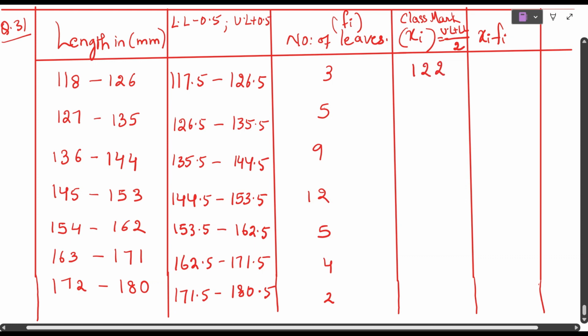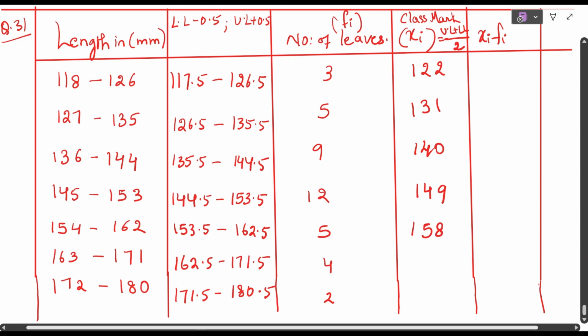Next is 126.5 plus 135.5 divided by 2. How much you got? 131. Otherwise, you can take the difference 117.5 minus 126.5. How much you will get? 9. So if you add 9 to 122, you will get 131. Now add 9 to 131. How much you will get? 140.